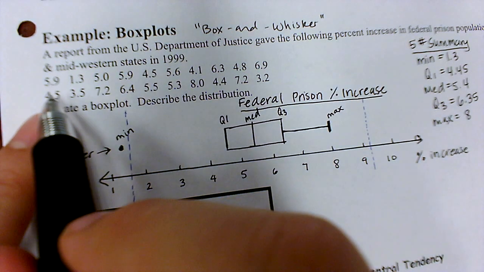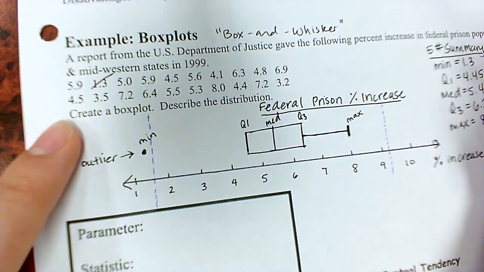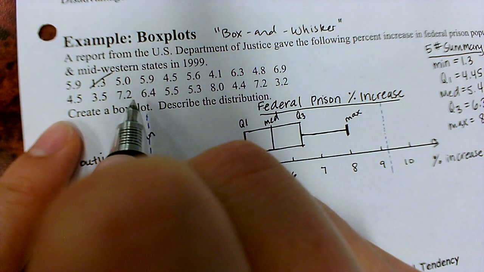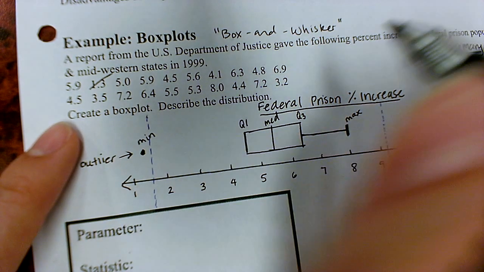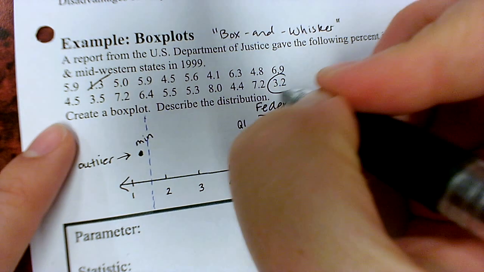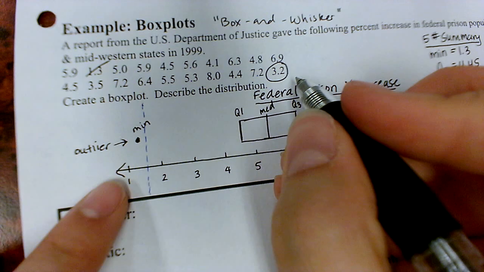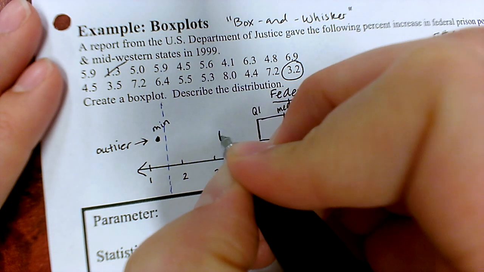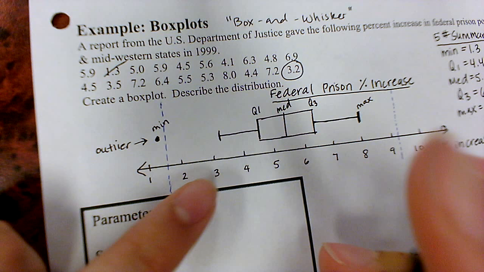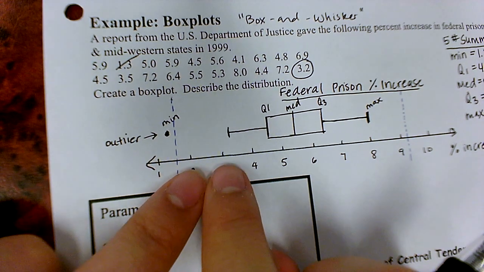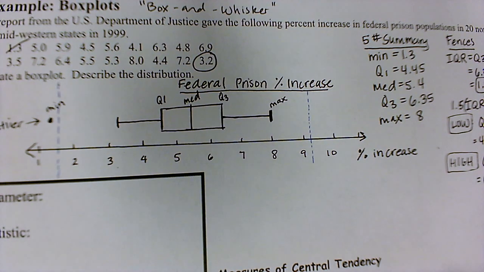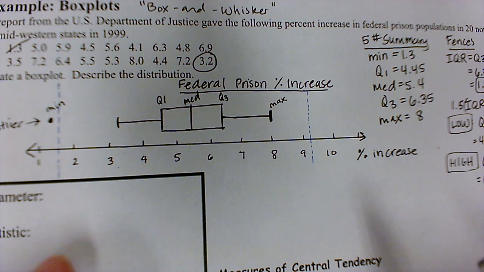So let me look at my points over here. We can't use this number. So what's the next smallest number besides 1.6? It looks like 3.2 is the next smallest number. So 3.2 is going to be the value that I'm going to plot my other whisker at, and that is the smallest value that is within the fence. Okay? And so this is how you create a box and whiskers plot, y'all.